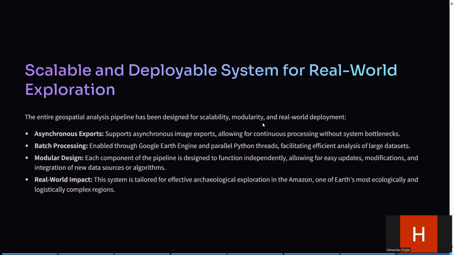So my project is a scalable and deployable system for the real world. It integrates asynchronous exports, batch processing, and modular design, and helps the world to get a lot of information about my project, or say about the Amazonia project.